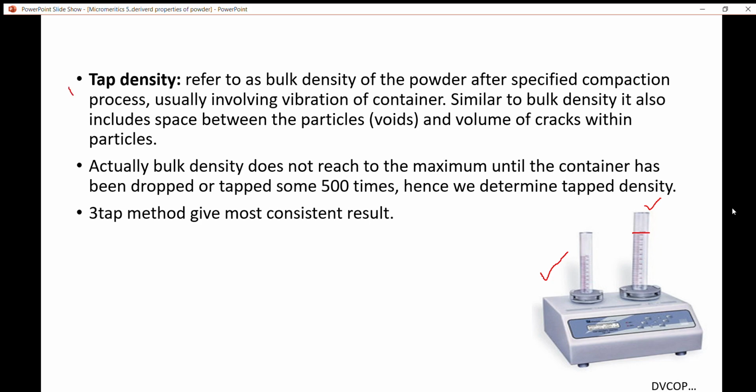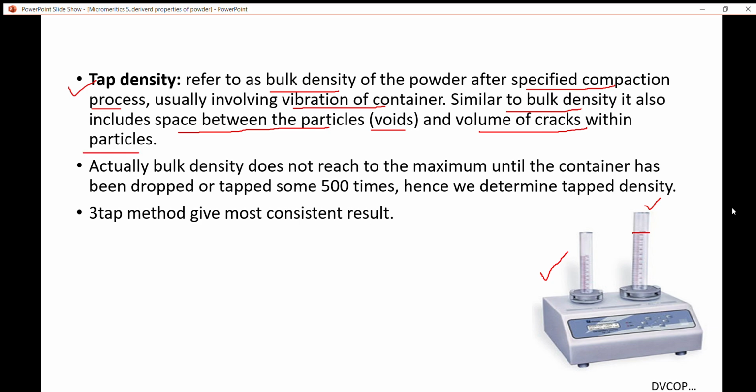Next one is the tap density. This tap density is also referred to as the bulk density of a powder after a specified compaction process, and usually this compaction process may include vibration of the container. Similar to the bulk density, this tap density also includes spaces between the particles, that is the void spaces, and the volume of cracks within the particles.